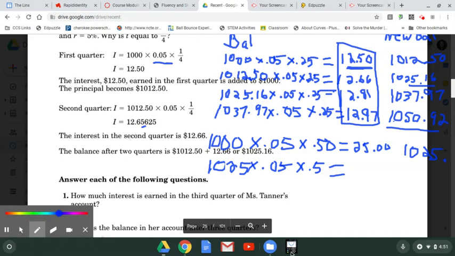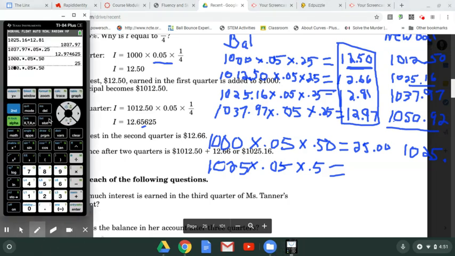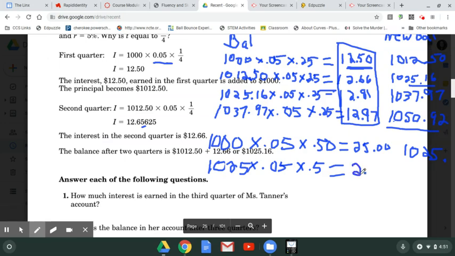Okay. And then we have 25 here. And we get 25.63. So then our new total would be this plus this, which is 1050.63.